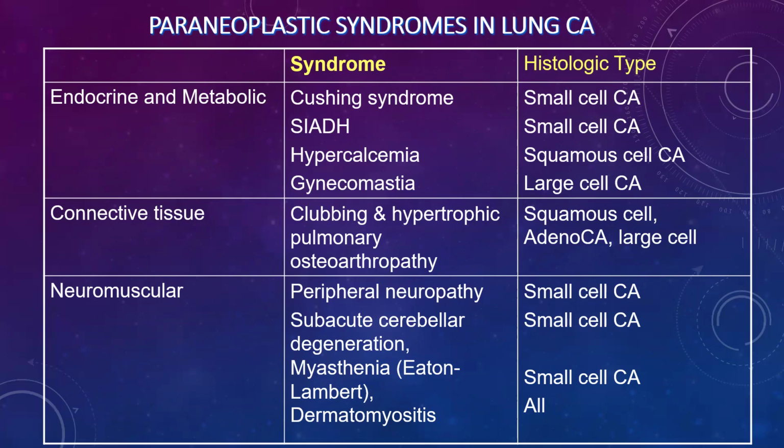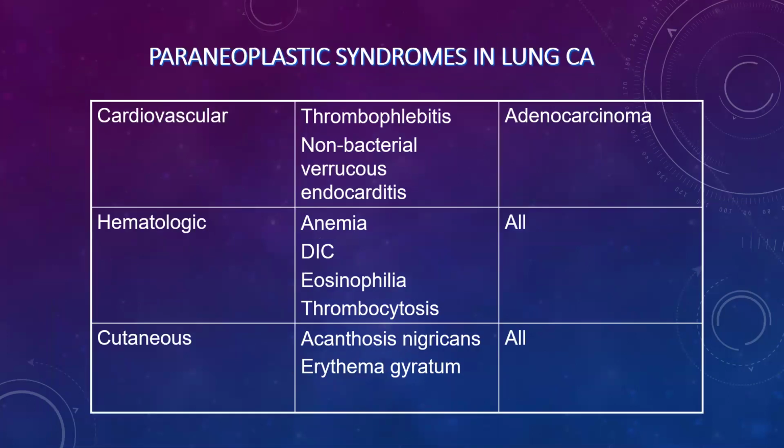You have your neuromuscular syndromes such as peripheral neuropathy, subacute cerebellar degeneration, and your Eaton-Lambert myasthenia, which are seen in your small cell CA, while dermatomyositis can be seen in all forms of your lung CA. Cardiovascular syndromes such as thrombophlebitis and non-bacterial endocarditis are associated with your adenocarcinoma, while hematologic as well as cutaneous syndromes can be encountered in all histologic types.